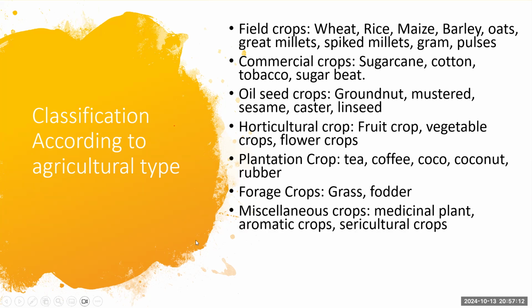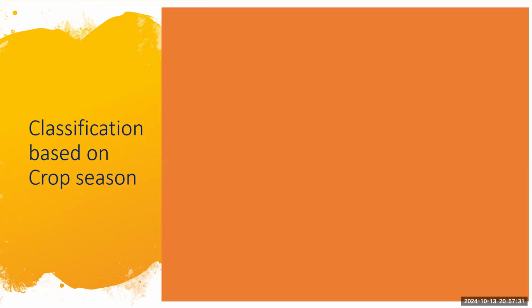And miscellaneous crops, which do not fall under the above categories. So they are called the medicinal plants, aromatic crops, and sericulture crops. And one more category is there, that is for the spices. Okay, masalacha sarva vanaspati.